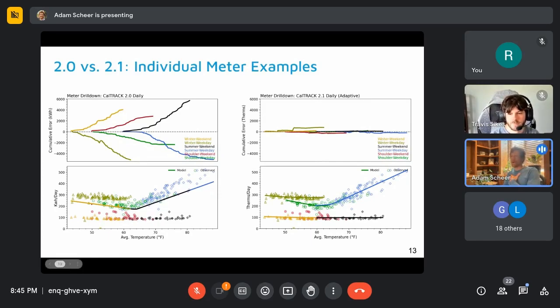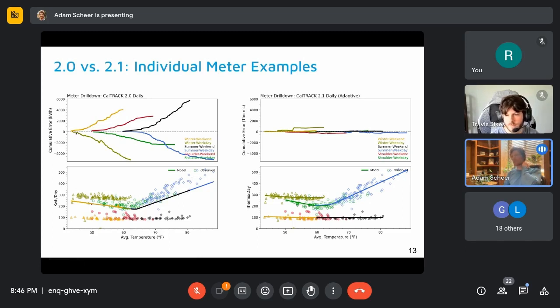Meanwhile, the winter weekdays are shown in that olive color, and they clearly have their own pattern, and it's distinct. Meanwhile, the shoulder and the summer weekdays are shown in green and blue, and they have a separate and distinct pattern going on.